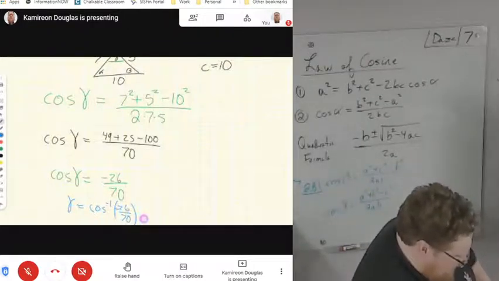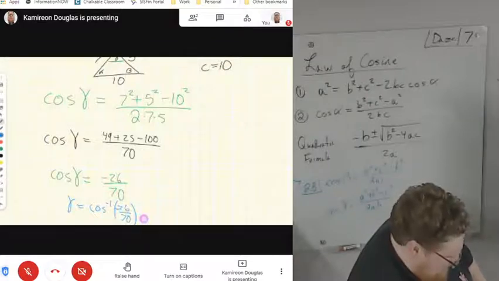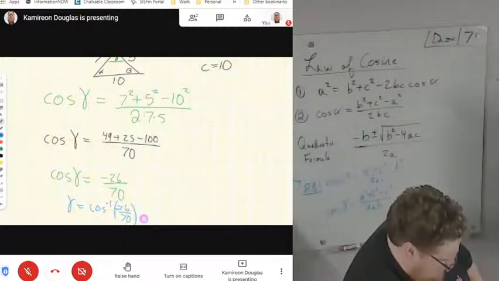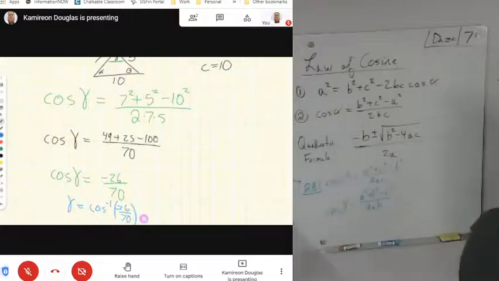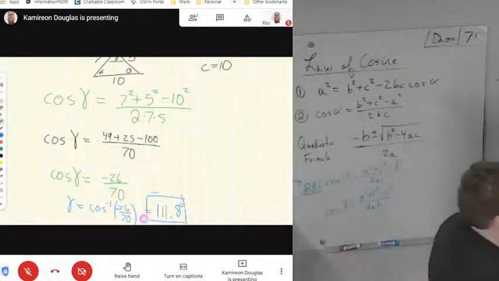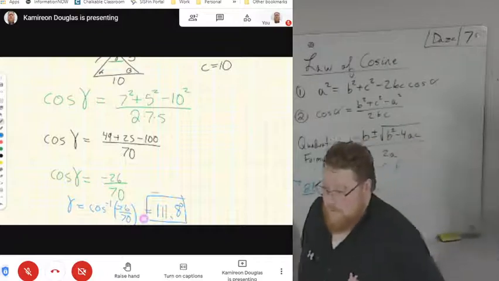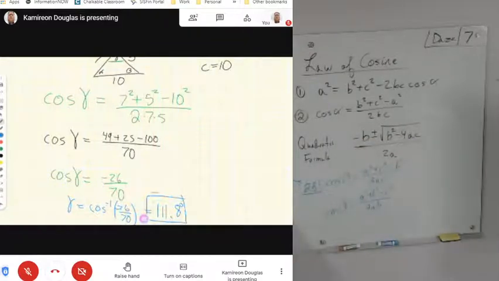I do cosine inverse of negative 26 over 70, and get 111.8 as my angle. Using inverse, that's really nice. So I use cosine of gamma's equation to find gamma. Sorry, I'll slow down so you can see.